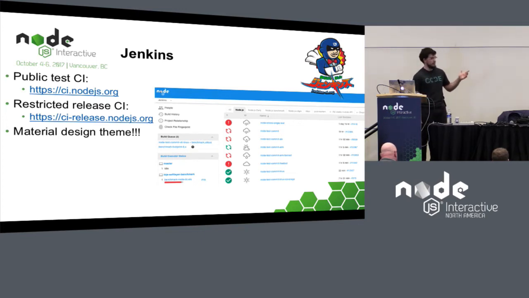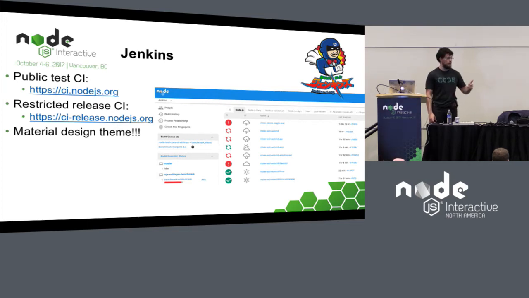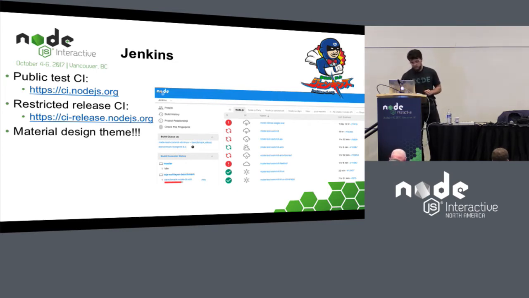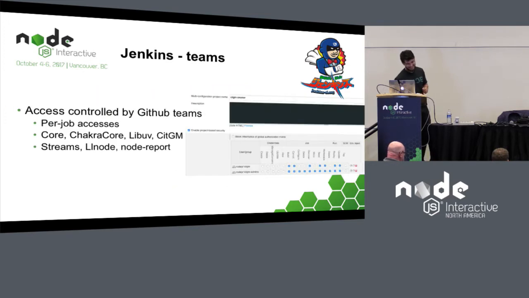We actually have 2 Jenkins instances. The first is the public one, which you can go check out. Anyone can have a look at it and see what we build and how we build it. And the other is the private one where we do all the top secret stuff. And of course, the UI: the most important thing is to have a distinctive theme and have the Node logo in the corner, so no expense was spared there.